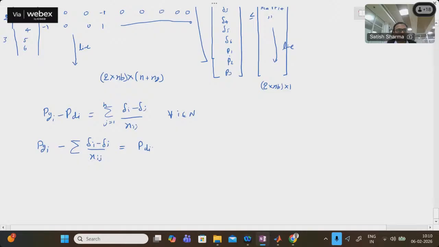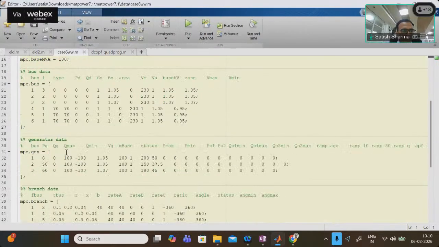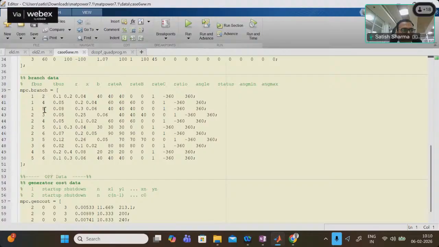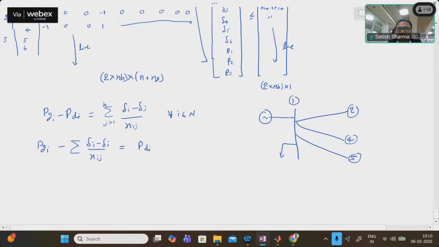These are my equations, and for this 6 bus system of Wood and Wollenberg, the data is available here. I can see that on bus 1 there are 3 connections, to 2, 4 and 5. So I will just draw it for bus 1. It is basically a generator, a certain load, and then three connections: one going to 2, one going to 4, and another going to 5, and this is bus number 1.